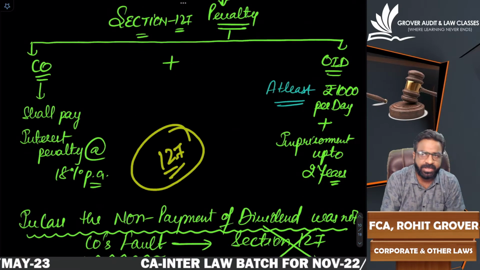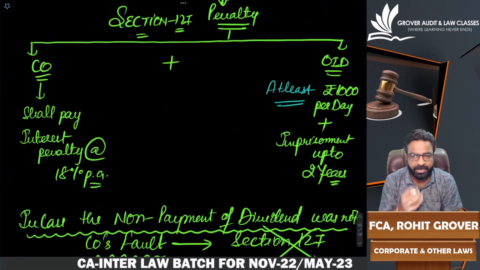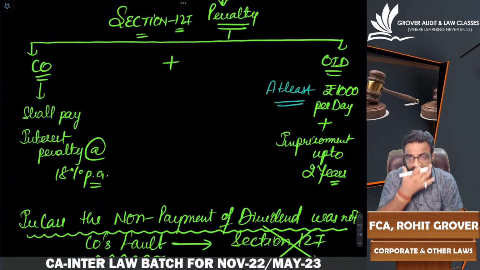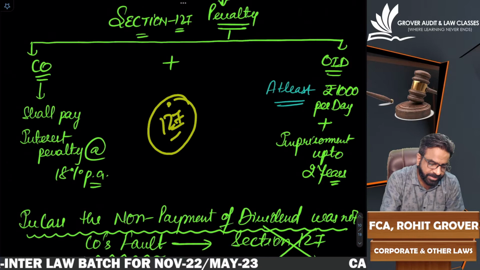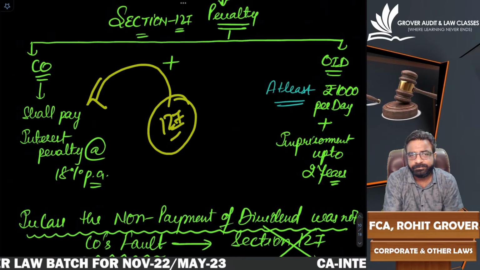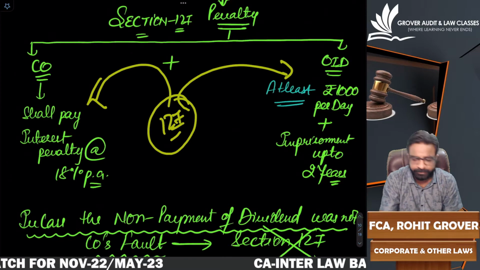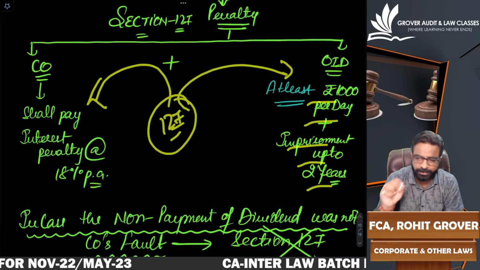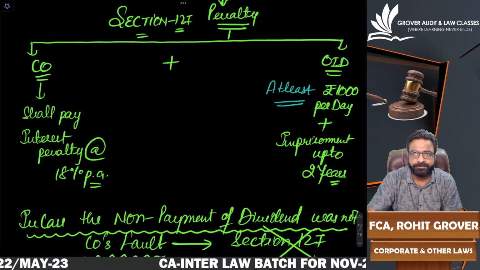Yes. So actually, if an MCQ question comes, what is the time period for the payment of dividend by the company? 30 days. If the company fails to pay, which section will apply? 127. How much is the penalty on the company? Dividend plus interest 18%. And how much on the officers in default? 1,000 rupees per day and imprisonment up to 2 years. I hope all of you understood this concept. Yes or no? Yes, sir.